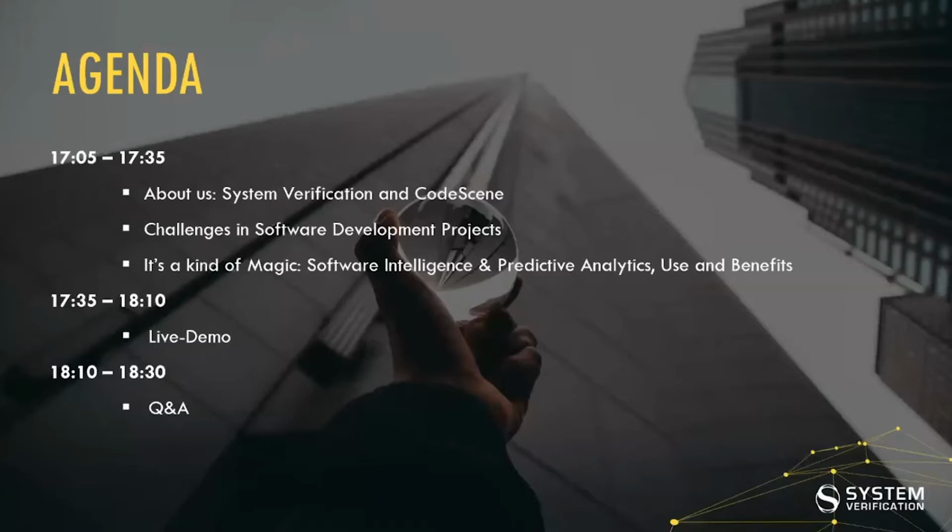Let's look at the agenda today. At the very beginning, we're gonna introduce System Verification and CodeScene. Then we're gonna look at some challenges in software development projects, and then it comes to the real part. It's a kind of magic. So we're gonna look at software intelligence, predictive analytics, use and benefits. In the second part, Wouter will share his live demo of CodeScene, presenting the tool, and at the very end, we're gonna look at a Q&A where you can then get answers on your questions.